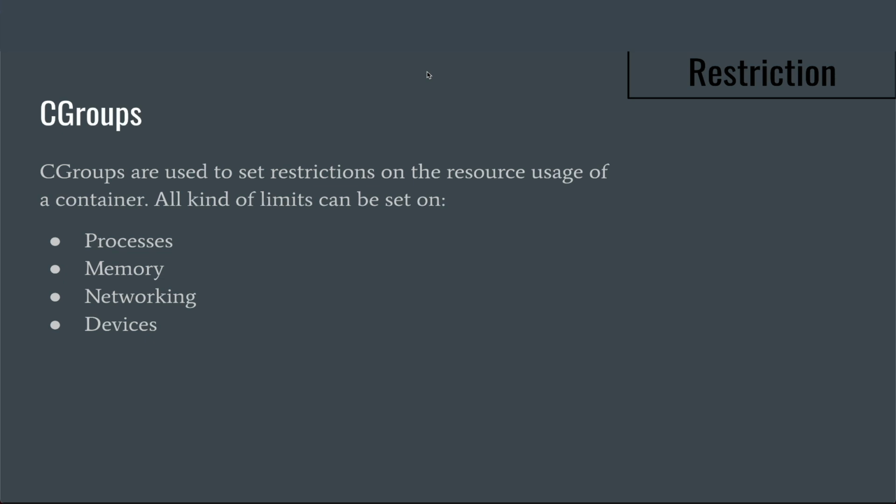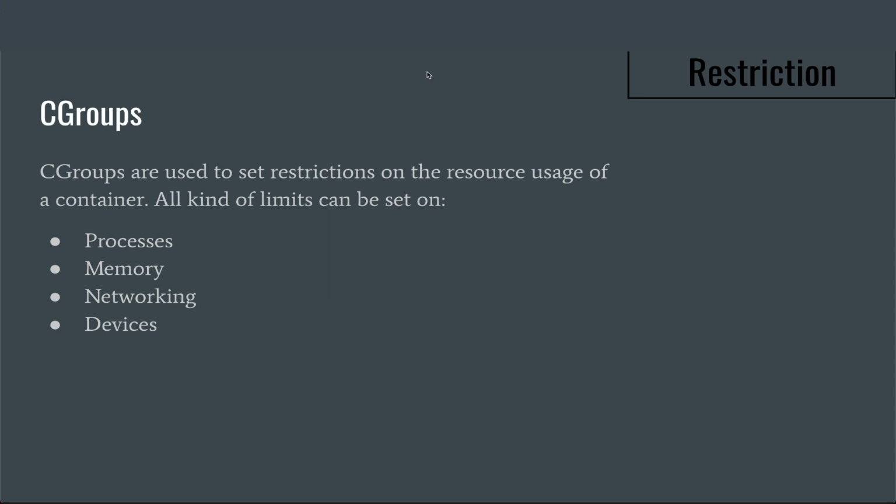Control groups, or cgroups, are a Linux kernel feature that restricts the resource usage of a process. All kinds of limits can be set on processes: memory, networking, devices, and more. For example, the number of process IDs can be limited, so a process can only create a limited number of processes, or a limit on the amount of memory used can be enforced. Any process which is created within a limited cgroup will not fork or will be killed if it exceeds the cgroup limits. Keep in mind that Docker does not constrain resources for a container.